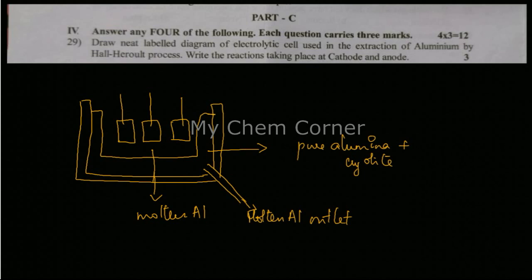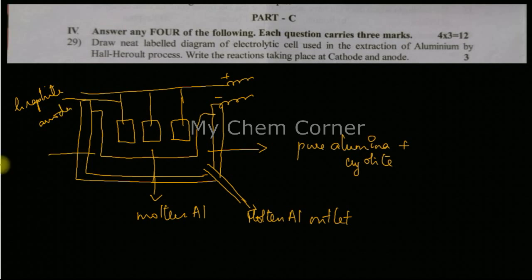These things are connected together to a battery, which is a positive terminal. This is further connected and this is the negative terminal. These rods that you see here are the graphite anodes.